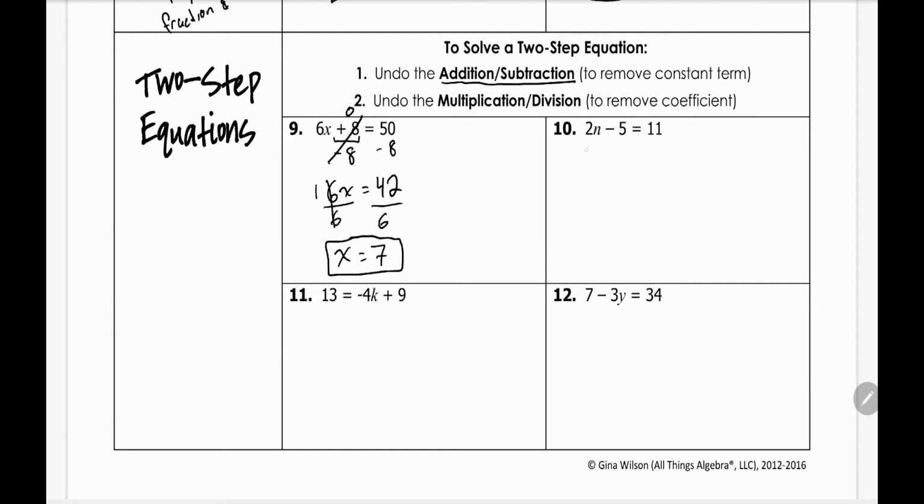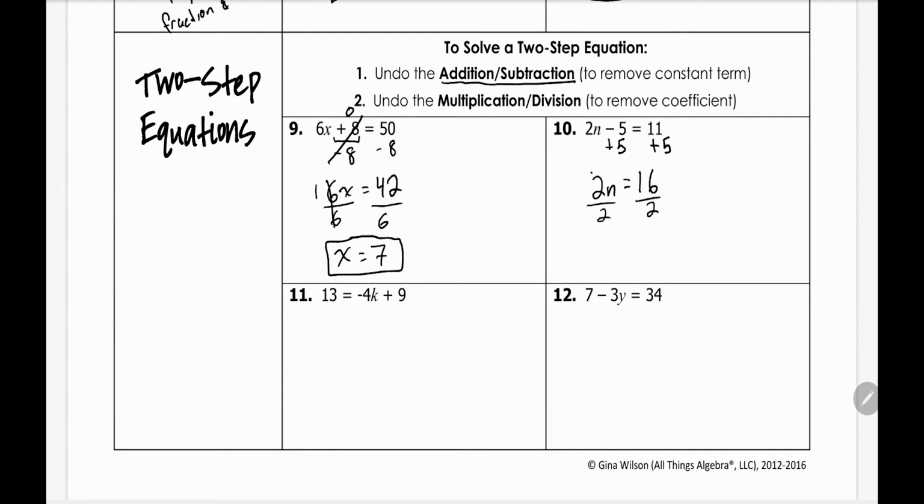Number 10, we have 2n minus 5 is equal to 11. So we have to get rid of the constant term first. So it's negative 5 or minus 5. So that means we have to add 5 to both sides. So we have 2n is equal to 11 plus 5 is 16. Now we have to get rid of this 2, or the coefficient. In order to do that, we have to divide by 2.